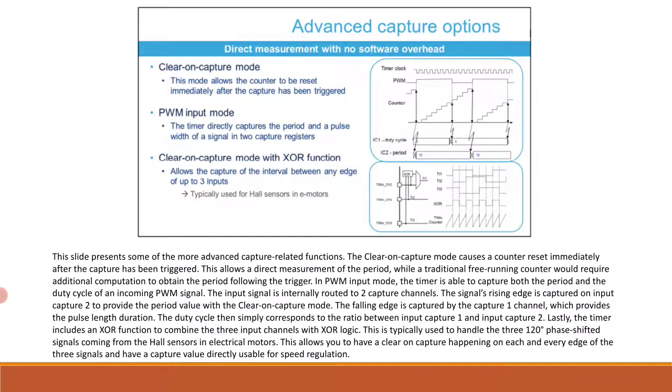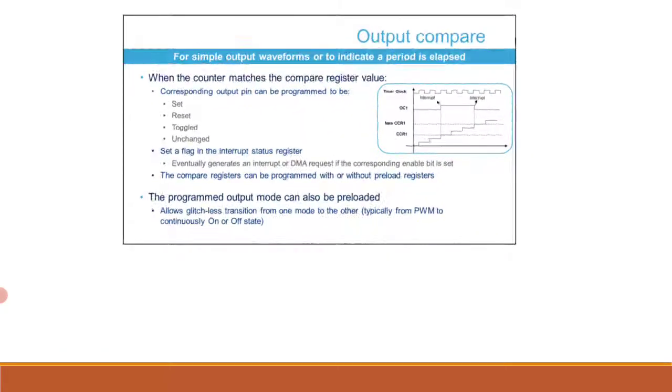So let's look into the output capture features. A compare event is generated when the counter matches the value of the compare register. This event can trigger an interrupt or a DMA request and can be reflected on the corresponding output pin by an output set, output reset or output toggle.